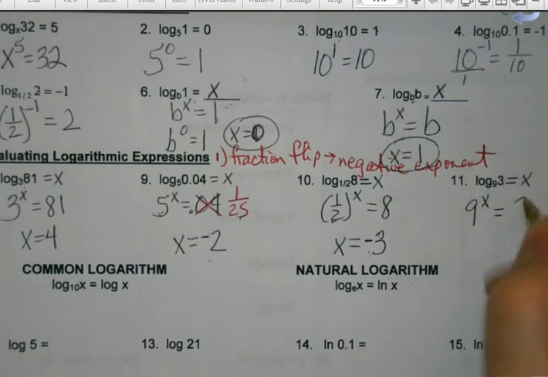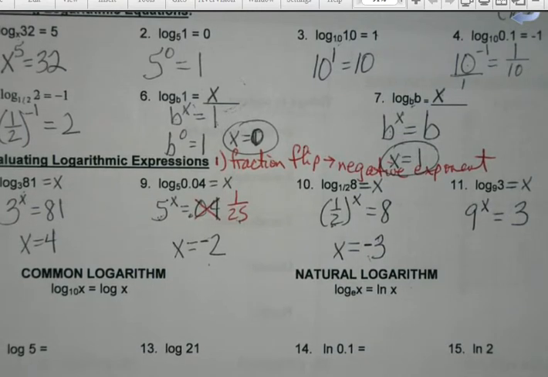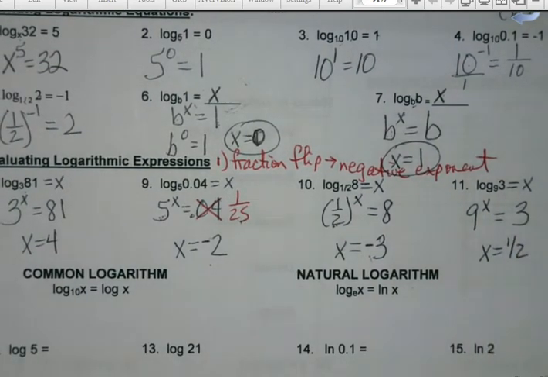The other thing that can kind of mess with me, 9 to the x equals 3. What? Well, I know it's not a negative exponent because it didn't go to a fraction. What can I do here? An exponent with 9 to get to 3. Let's see here. Oh. Now you're like, where in the daylights would I come up with 1/2?